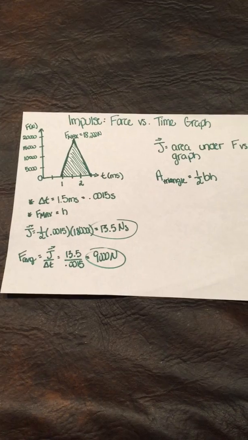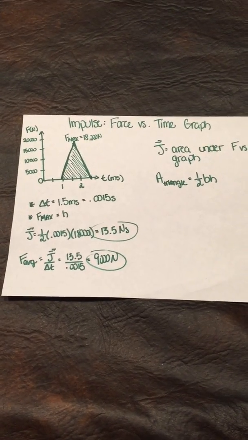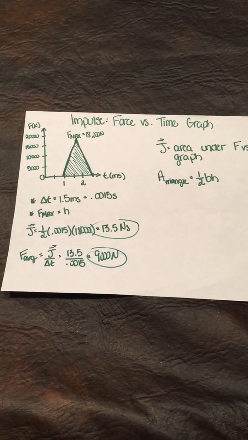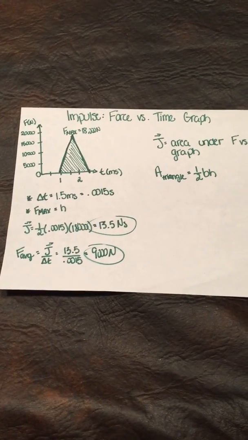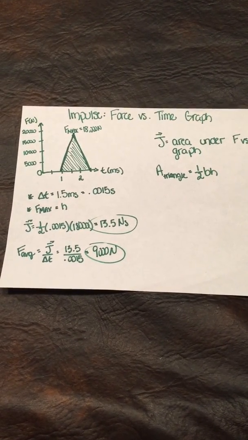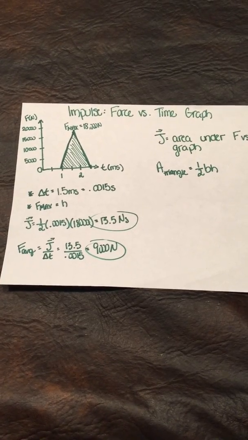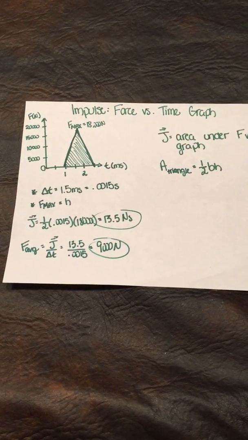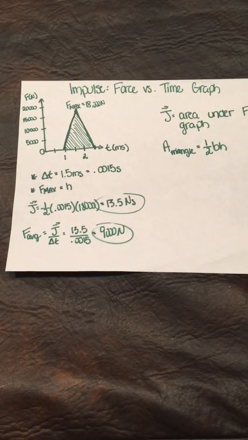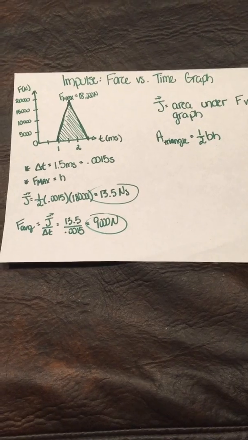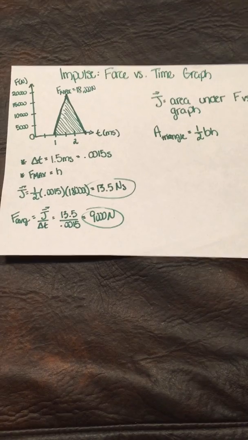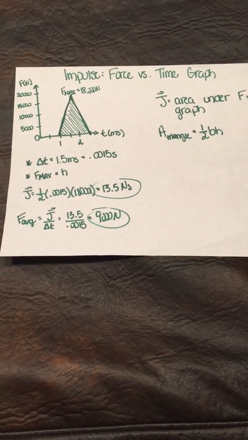The force max is given to us as 18,000 newtons, and we can use this as our h in the area of a triangle equation. We are now ready to calculate impulse. The impulse is going to be 1/2 times 0.0015 times 18,000, which would give us an impulse of 13.5 newton seconds. As we did in the previous example, we can again calculate the average force by using the impulse divided by the change in time. This would be 13.5 divided by 0.0015, which equals 19,000 newtons.